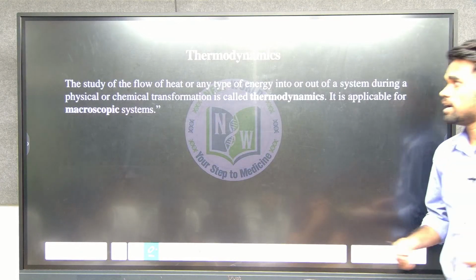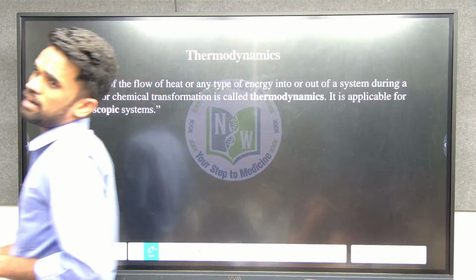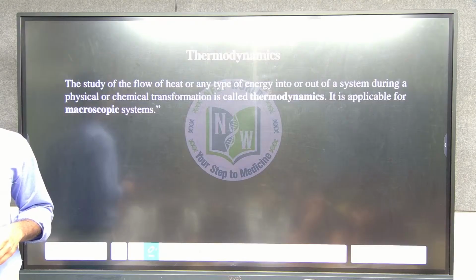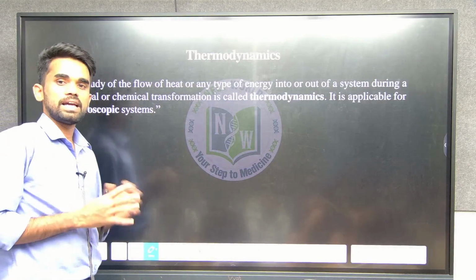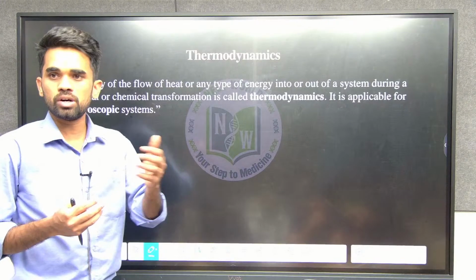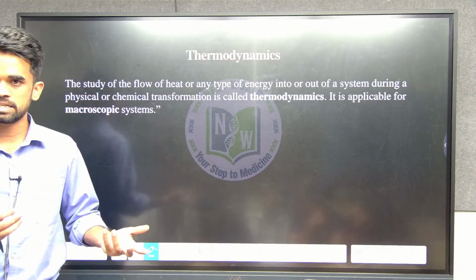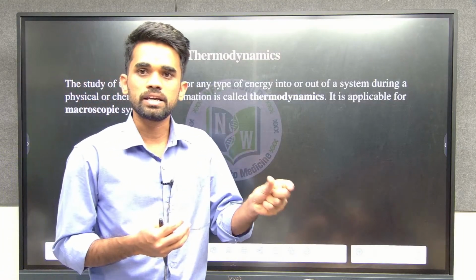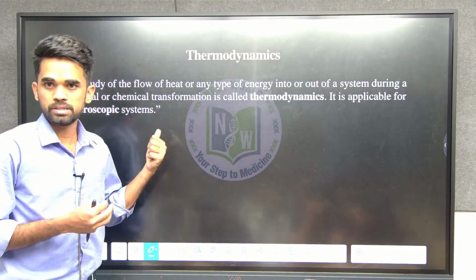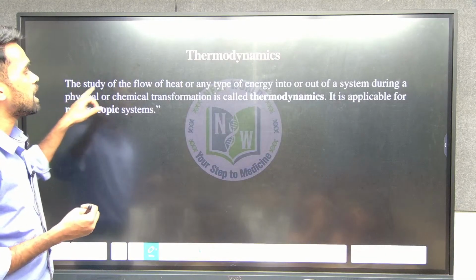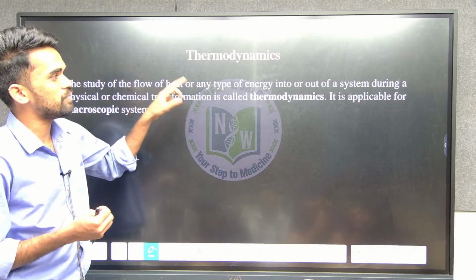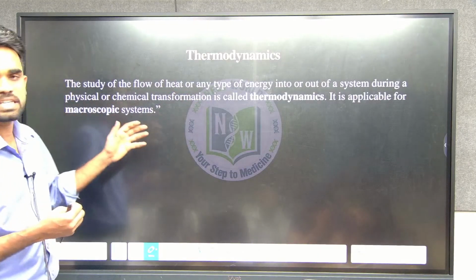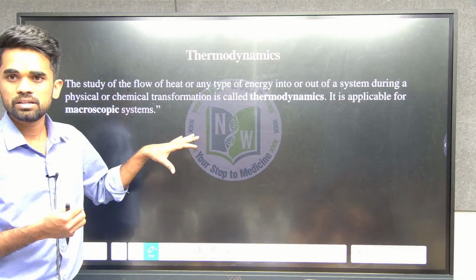Okay. So here, thermodynamics. What does this chapter deal with, and what does it explain to us? See, during chemical reactions, heat might be absorbed or heat might be released. The heat changes associated with a chemical reaction can be discussed under this chapter. The study of the flow of heat or any type of energy into or out of a system during a chemical or physical transformation is called thermodynamics.